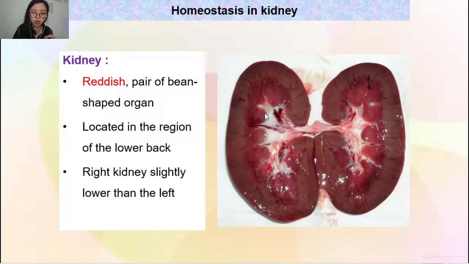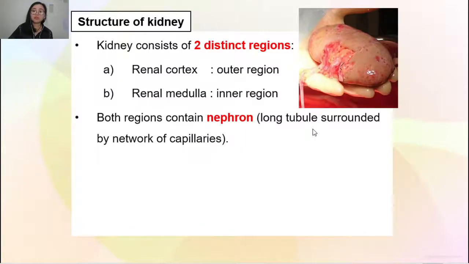Yang putih itu bukan kira medulla sa. Yang medulla adalah bagian yang merah macam berbiji-biji ni. Cortex is the brownish part. Both regions will contain nephrons. Nephrons are long tubules surrounded by networks of capillaries.